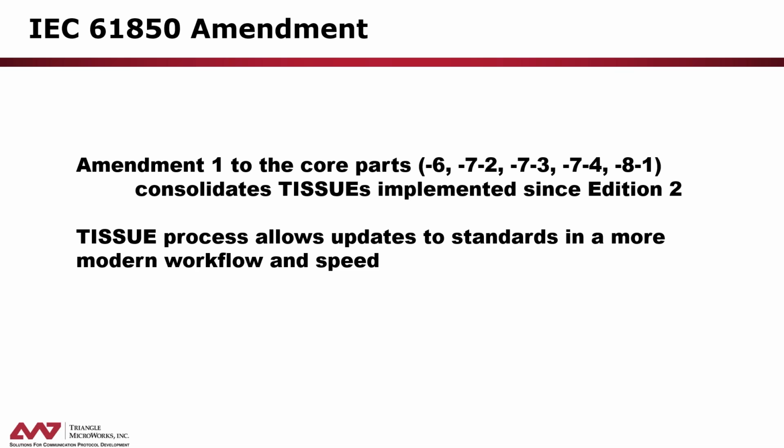So edition 2 has evolved over the last 10 years through this errata process that allows us to respond to those issues relatively quickly. So the vast majority of the Amendment 1 of these parts is the collection of those TISSUEs so that we have a consolidated document of all the changes that have been made throughout this life cycle.